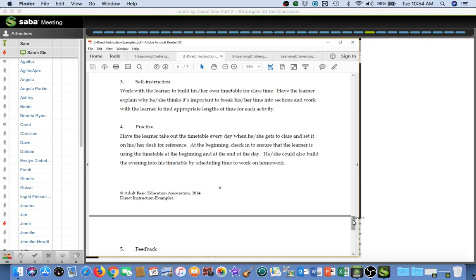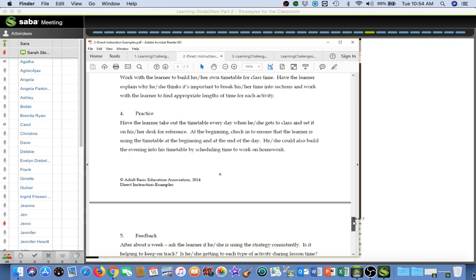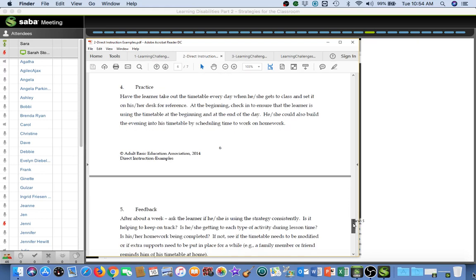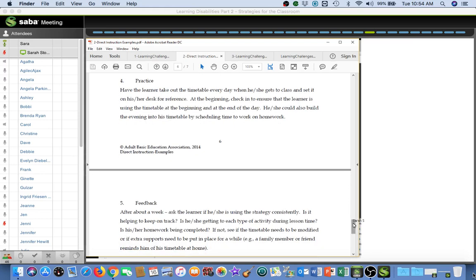The next step is practice. So have the learner take out the timetable every day, like I said, part of routine, when they get to class, and set it on their desk for reference, or maybe have their phone on their desk if that's not against policy. At the beginning, check in with the learner really frequently to make sure that they're using it, and just making sure that those reminders are there at the beginning and the end of the day.